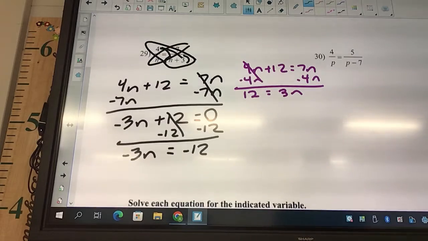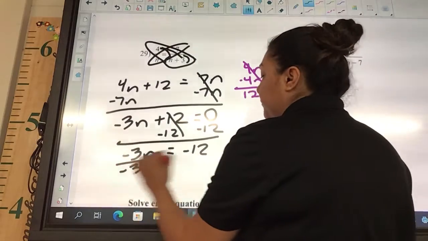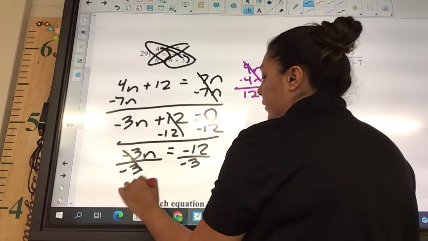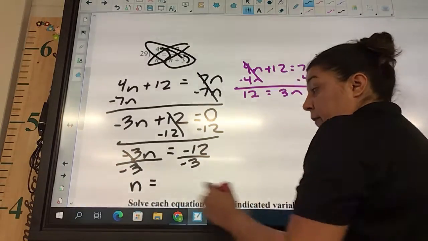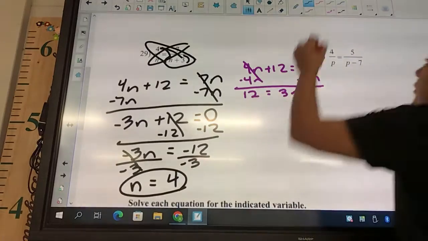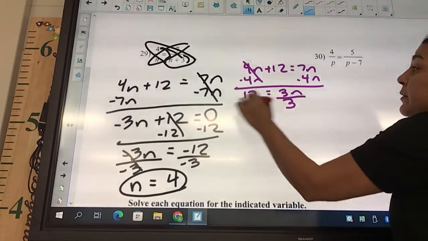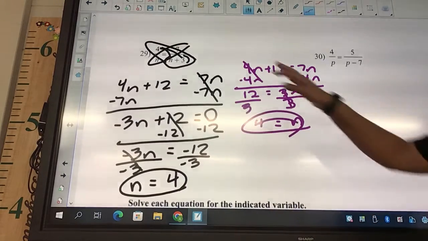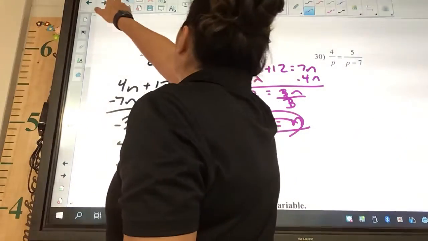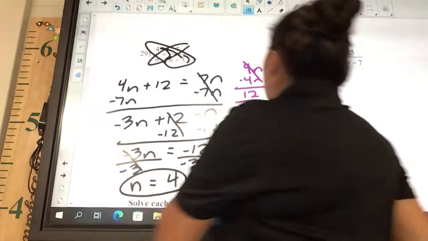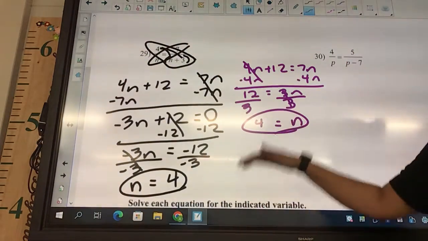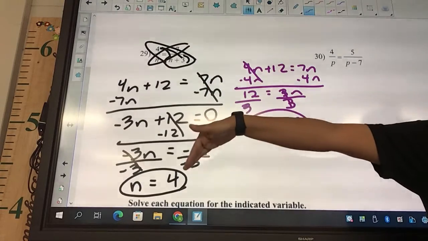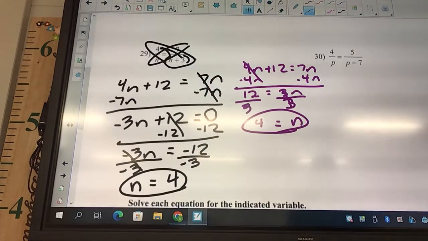Okay, and no matter which way I do it, what should I get for an answer? 4. Okay, so you can do it this way. There's definitely more steps, and you can see that by my writing. I had to go a lot further on this black stuff. There's a lot more work involved, but either way, you should still get 4 for an answer.